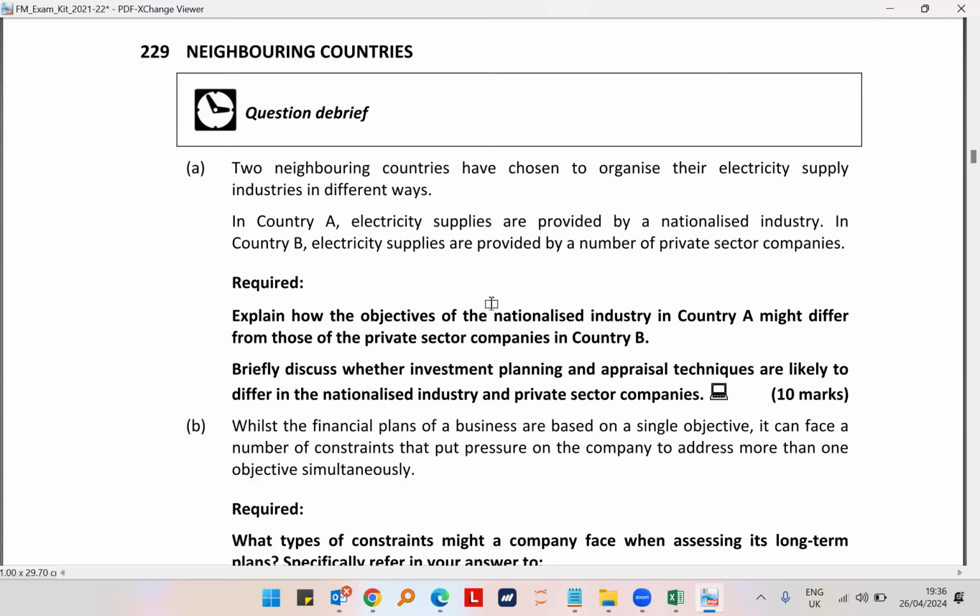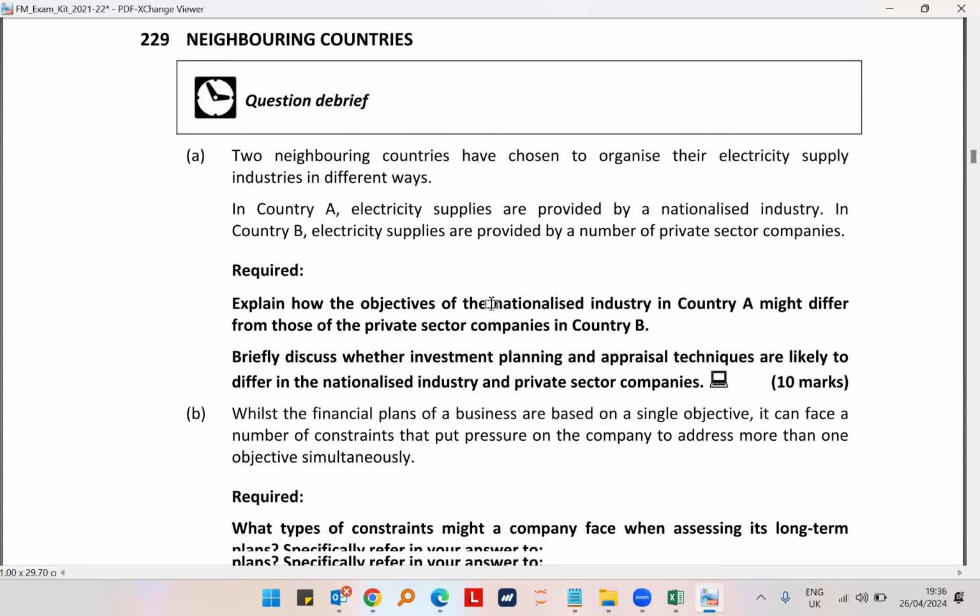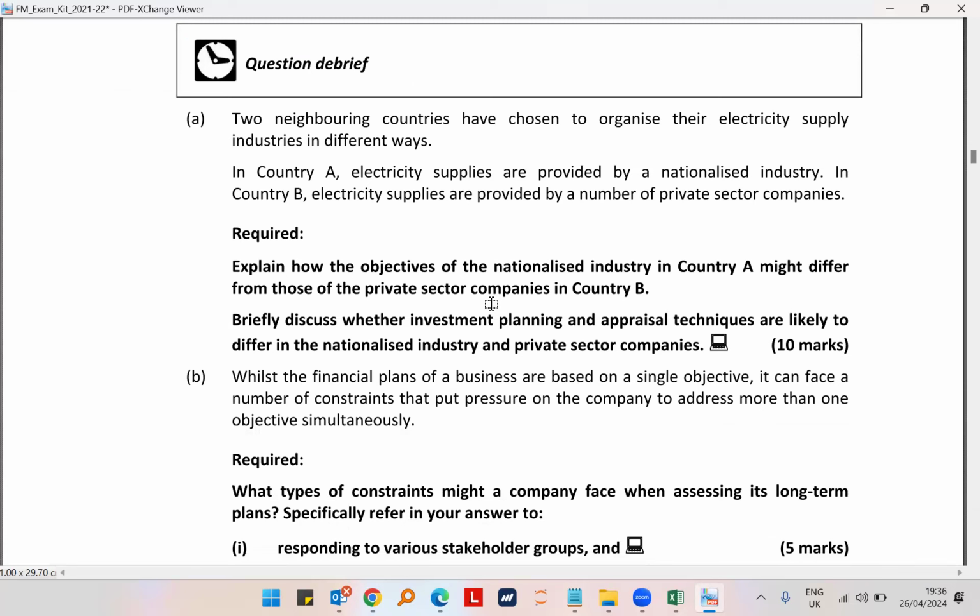So if you look at this question, what are they saying? They are saying that two neighboring countries have chosen to organize their electricity supply industries in different ways. In country A, electricity supplies are provided by nationalized industry. So in country A, we are using a nationalized industry. In country B, we are using private sector companies. So this is something that we can see happening actually.